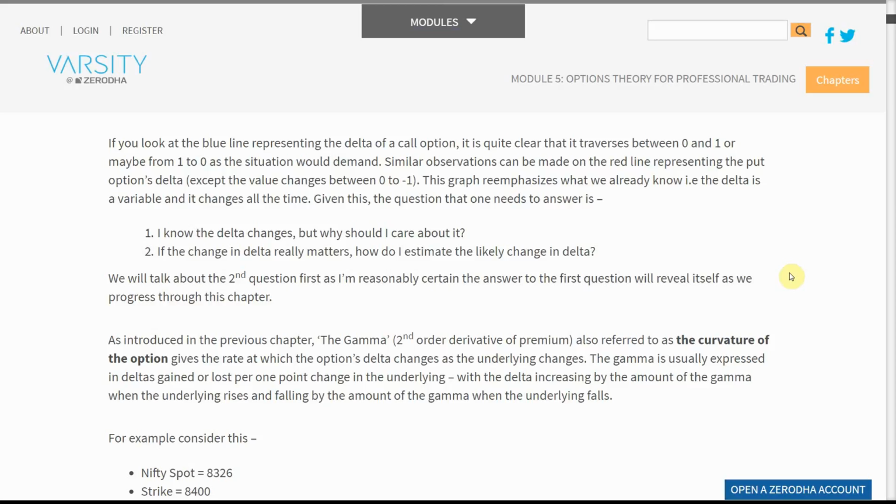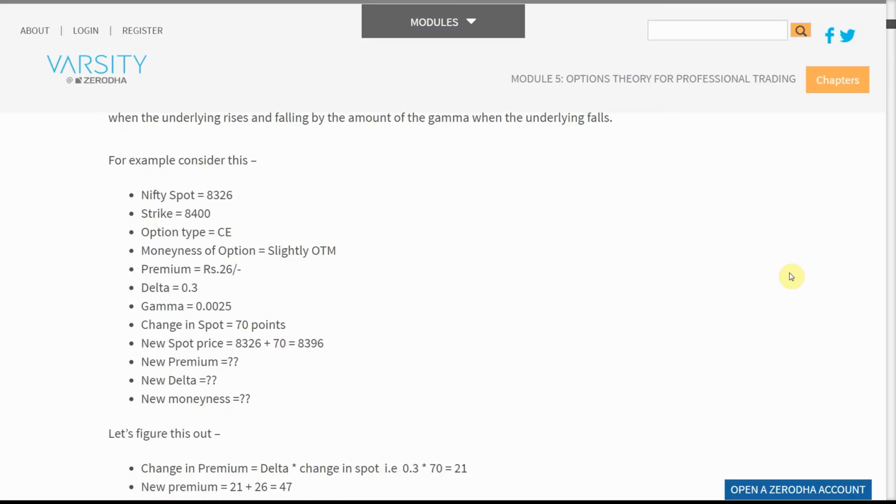Nifty spot equals 8,326. Strike equals 8,400. Option type equals CE. Moneyness of option equals slightly OTM. Premium equals 26 rupees. Delta equals 0.3. Gamma equals 0.0025. Change in spot equals 70 points. New spot price equals 8,326 plus 70 equals 8,396. New premium equals? New delta equals? New moneyness equals? Let's figure this out.